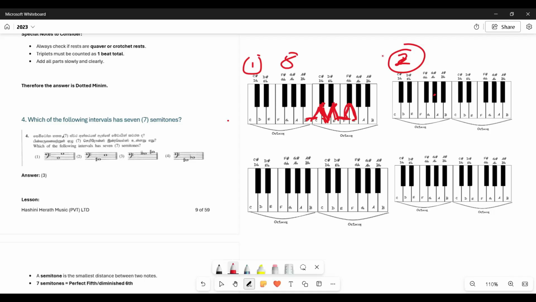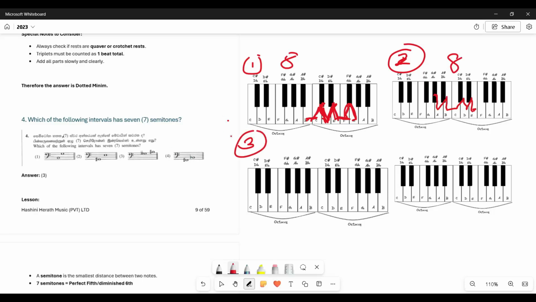G sharp, and the next one is A C E, right? Let's look at how many semitones there are. 1, 2, 3, 4, 5, 6, 7, 8. 8 semitones as well.